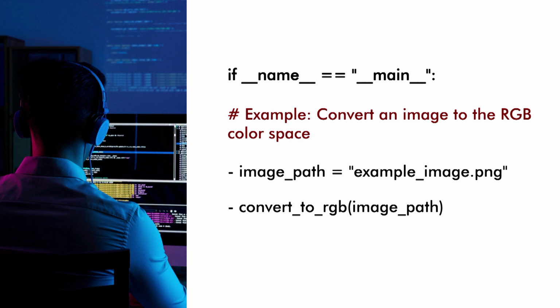So there is a function convert_to_RGB which takes the image from the image path. In this code we use the Image.open method from Pillow to open an image file specified by the image path variable. Then we check if the image is already in the RGB color space by examining its mode, meaning image.mode. If the image is not in RGB mode, we use the convert method to convert it to the RGB color space. Finally, we save the converted image as converted_RGB_image.png and display it using the show method.